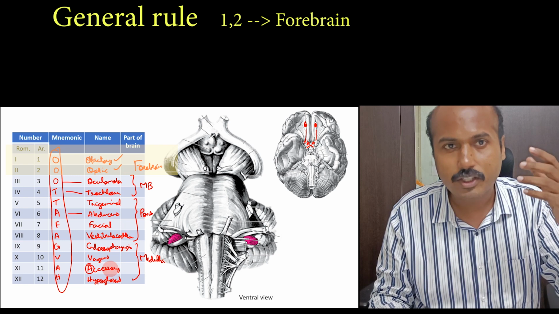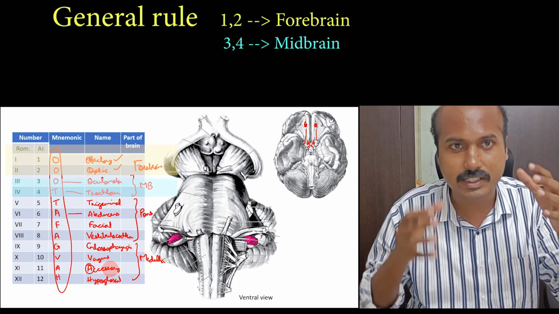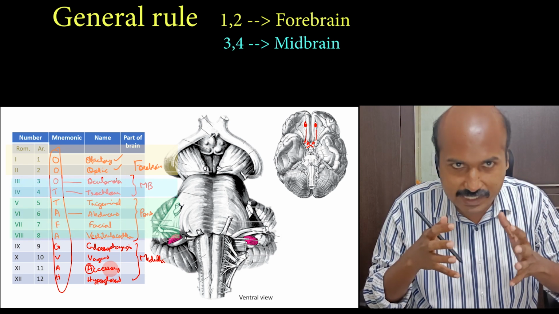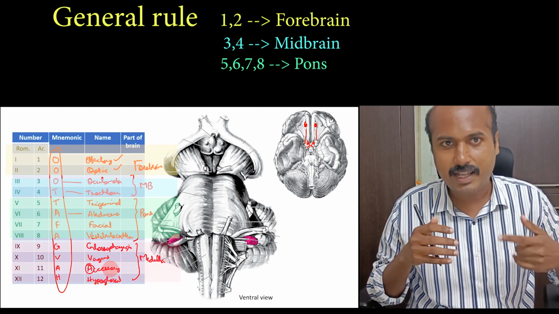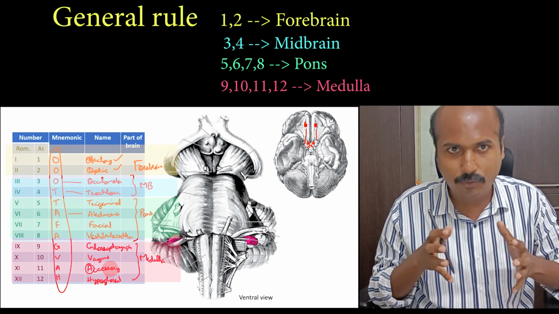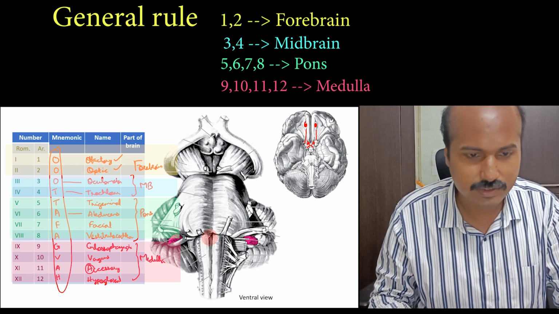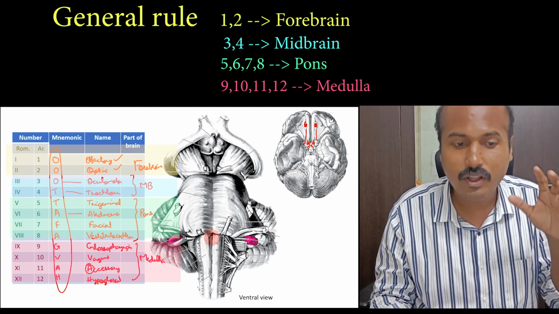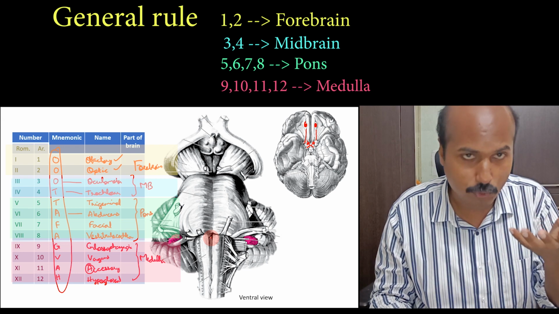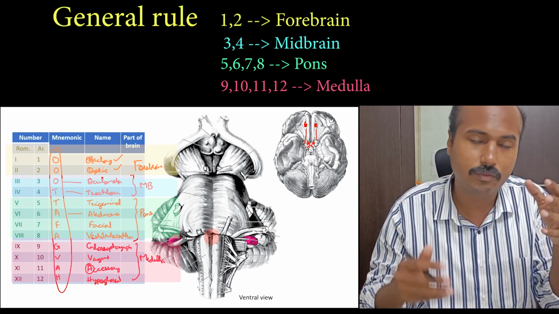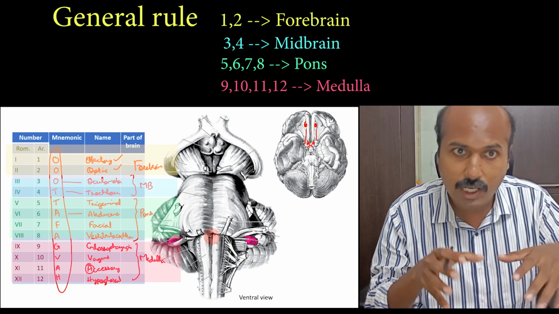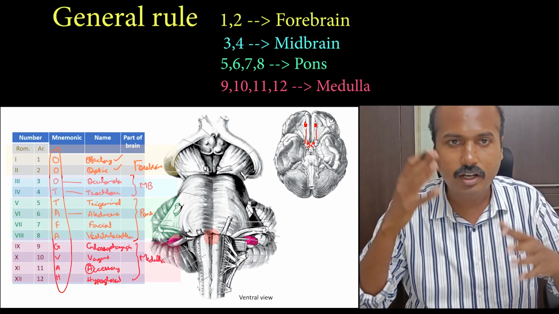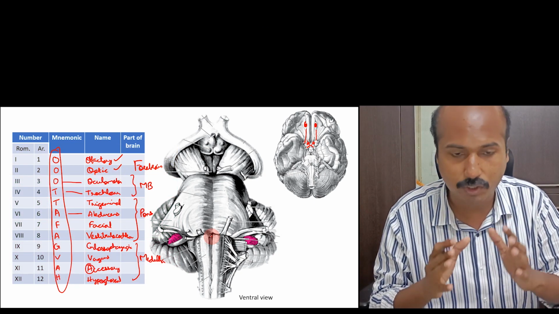And next, you have the third and fourth cranial nerves in the midbrain. 5, 6, 7, and 8, the next 4, in the pons. 9, 10, 11, and 12, the next 4, in the medulla. Okay, so this is very useful when you are learning about a cranial neuropathy, or a trauma, or a stroke that happens in the medulla, the pons, or the cerebrum. We need to know where these nuclei are located to assess it.